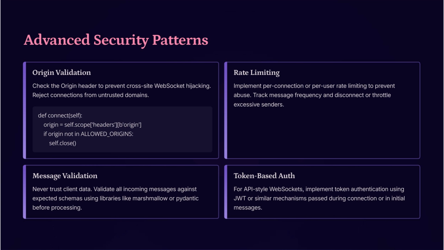Origin validation is crucial to prevent cross-site WebSocket hijacking by checking the origin header and rejecting untrusted domains. Implement rate limiting per connection or user to curb abuse by tracking message frequency. Always validate incoming messages against schemas using libraries like Marshmallow. For API-style WebSockets, use token-based authentication with JSON Web Token for secure connections.